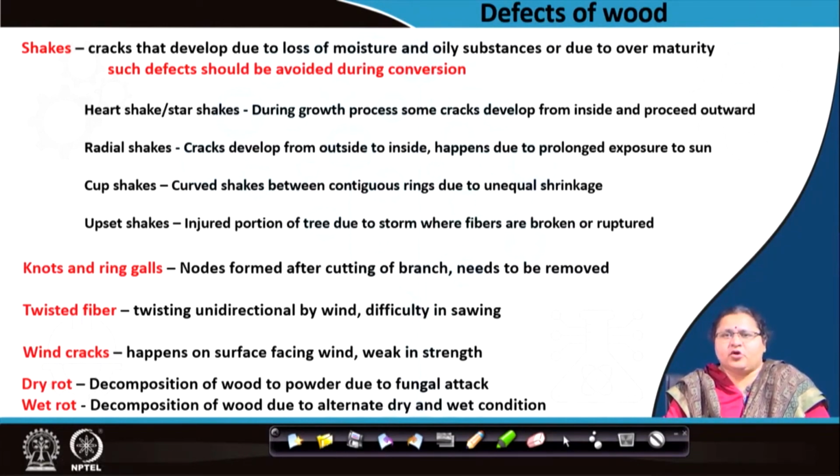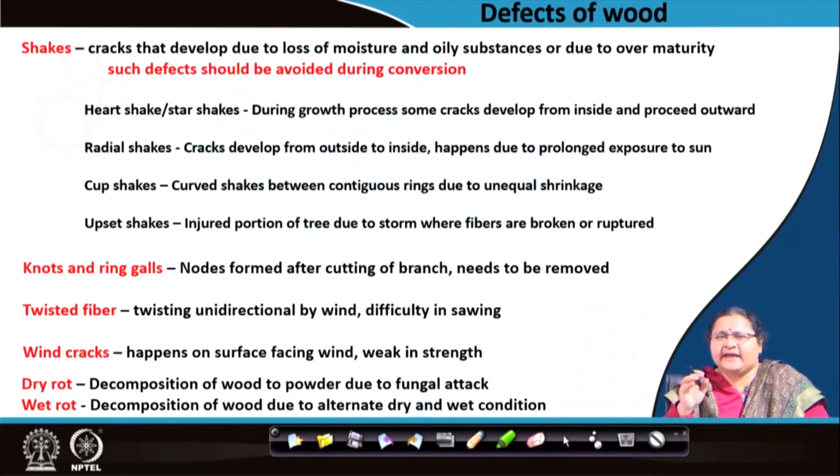We have another two types of defect. Those are called rots. One is dry rot, the other is wet rot. When the decomposition of the wood sets in, when you touch it, it becomes powder-like. It is a brown powder which comes out. On touching, it breaks and becomes a brown powder.